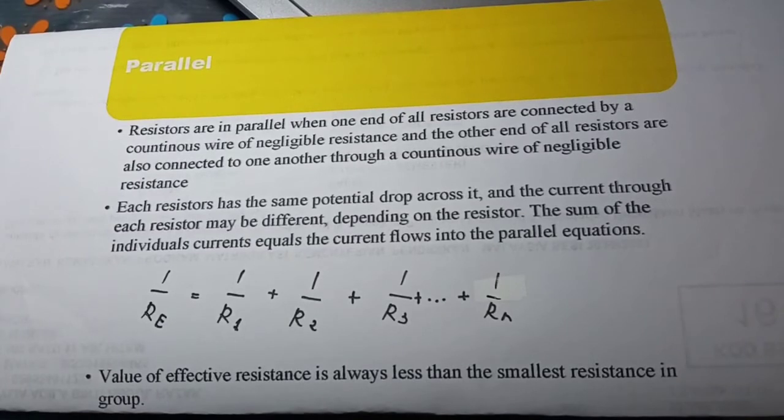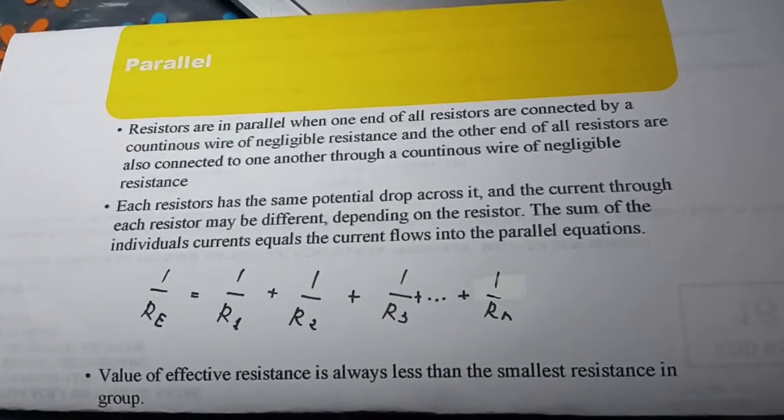To calculate effective resistance in a parallel circuit, we will use the formula 1 over R1 plus 1 over R2 plus 1 over R3 is equal to 1 over R effective resistance. The value of effective resistance is always less than the smallest resistance in the group.